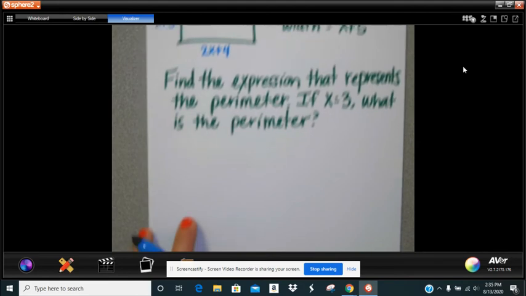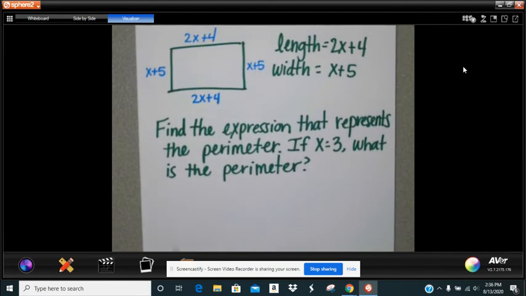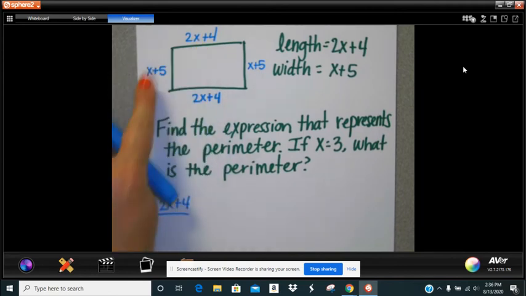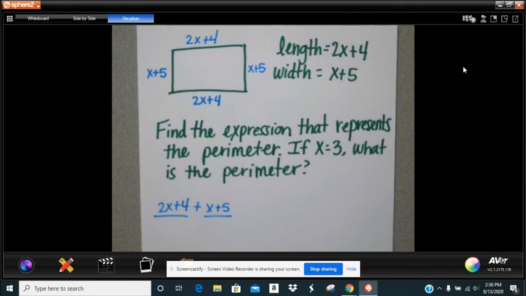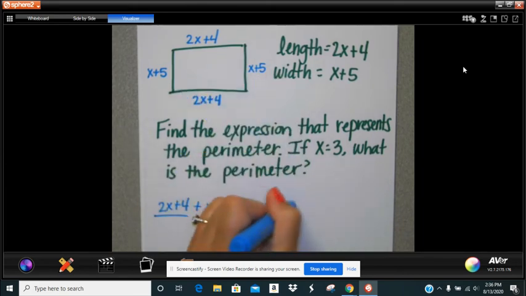Just like we said, if we're finding the perimeter of something, we're adding all four sides together. So I'm going to write out all four of those sides. The first side was 2x plus 4, plus this side, which is x plus 5, plus the next one, which is 2x plus 4, plus the last one, which is x plus 5.